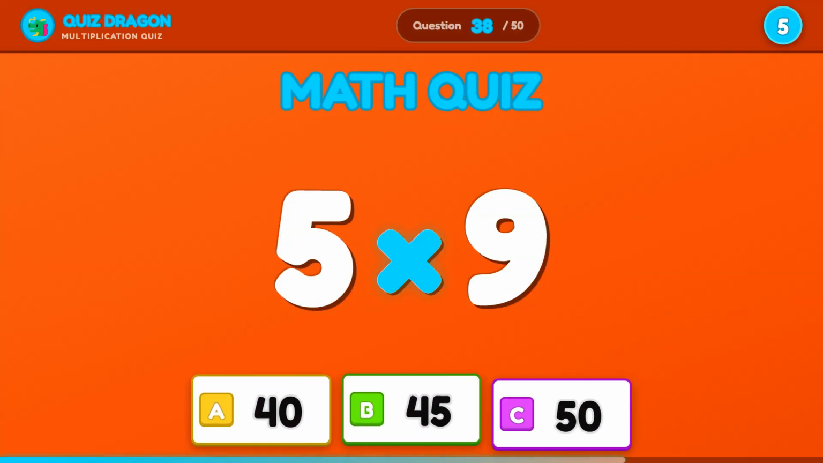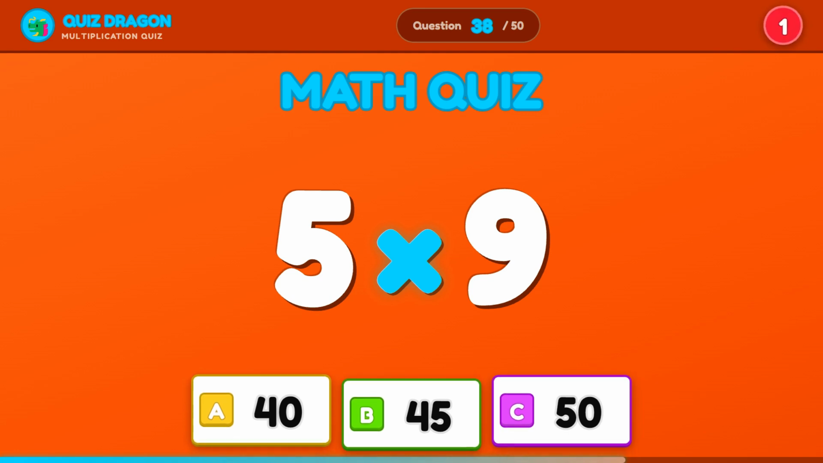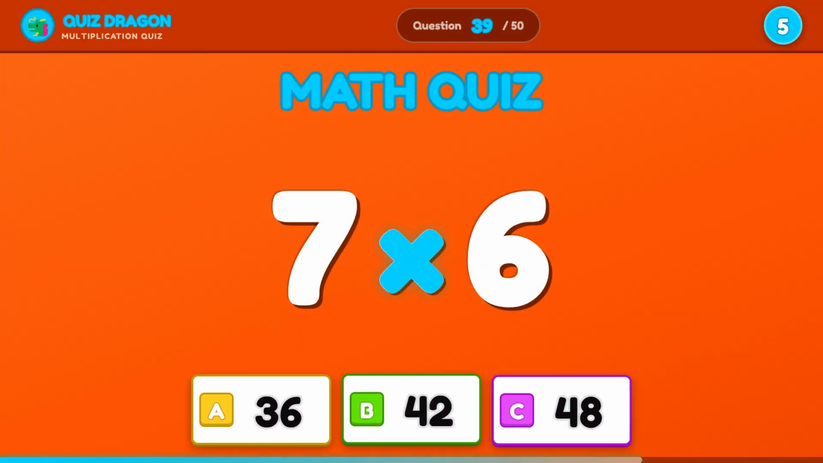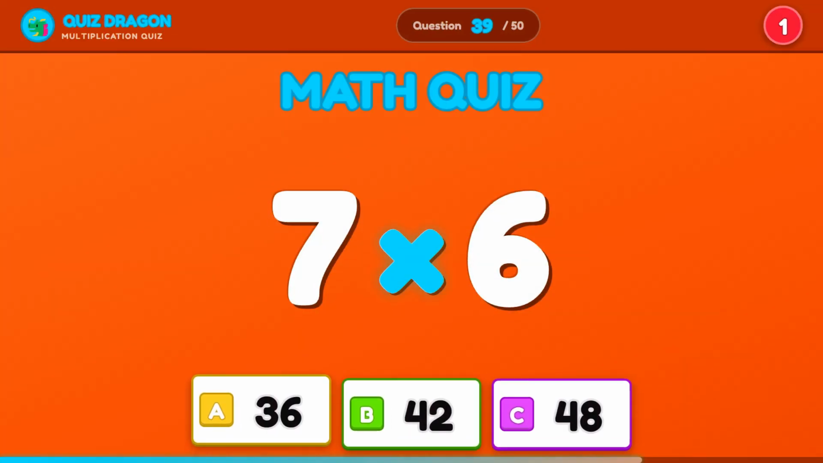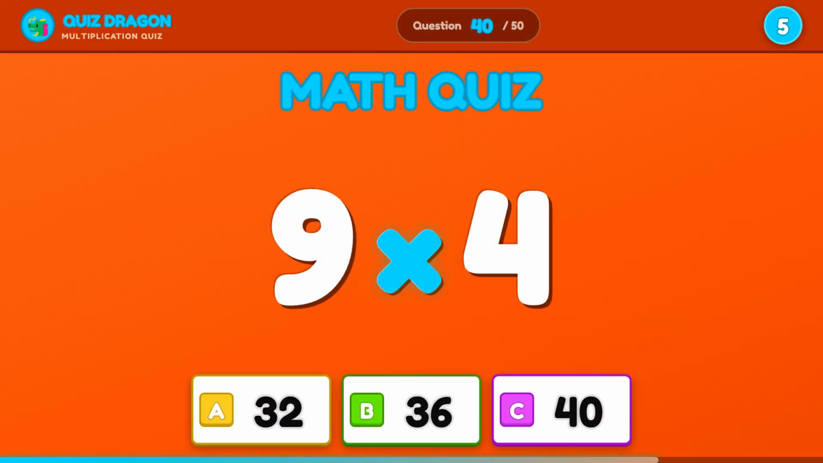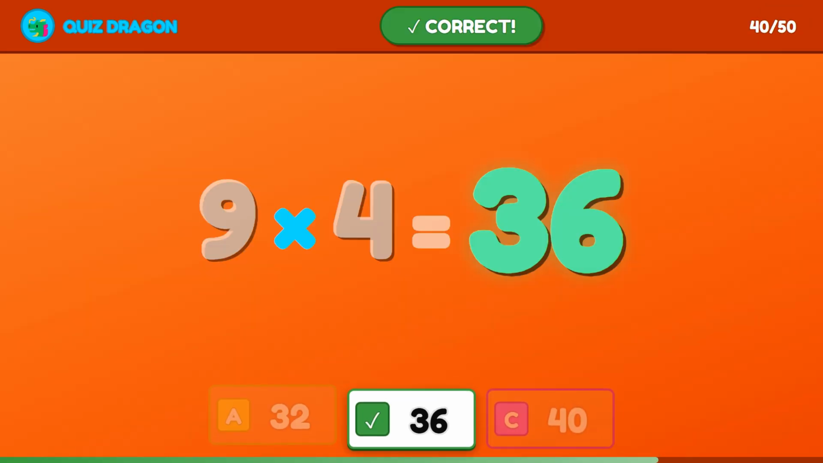Number 38. 5 times 9 equals? The correct answer is B, 45. Question 39. 7 times 6, what's the answer? The correct answer is B, 42. Question 40. What is 9 times 4? The correct answer is B, 36.